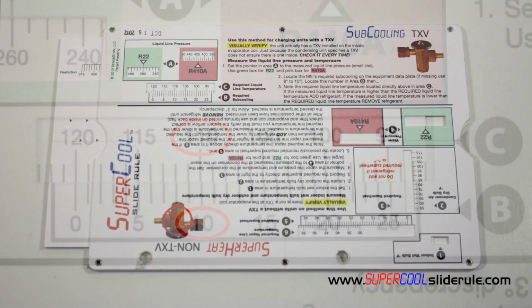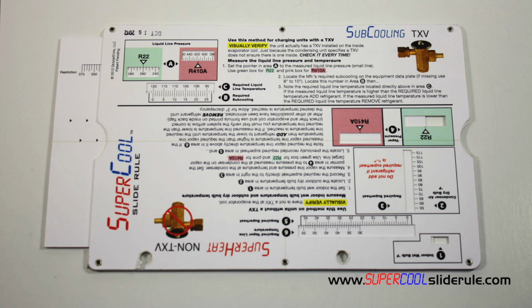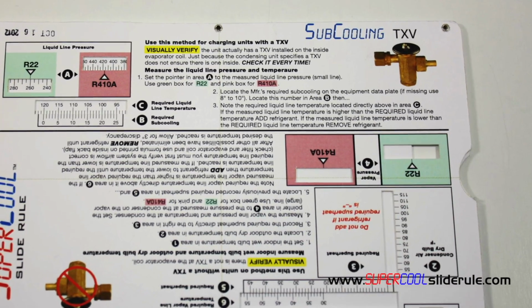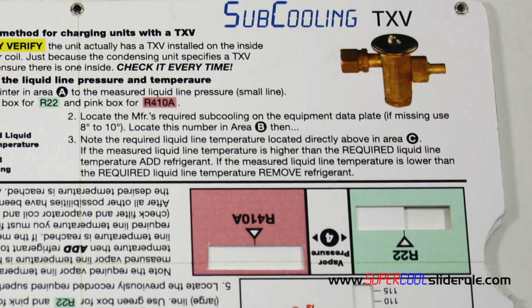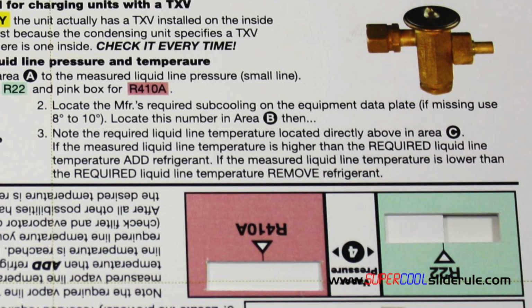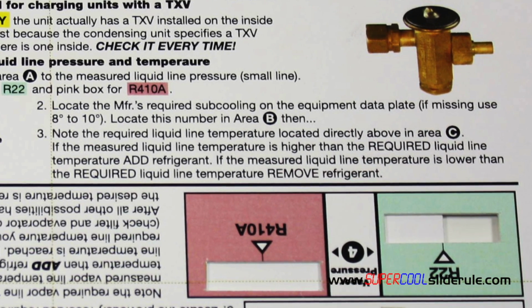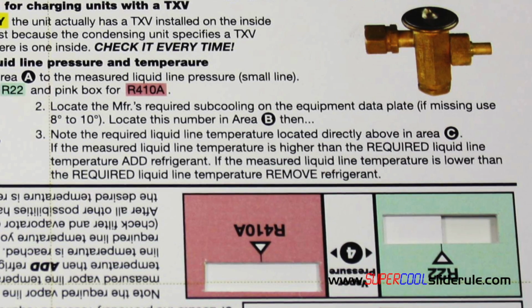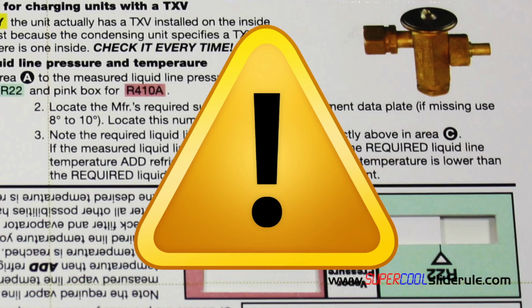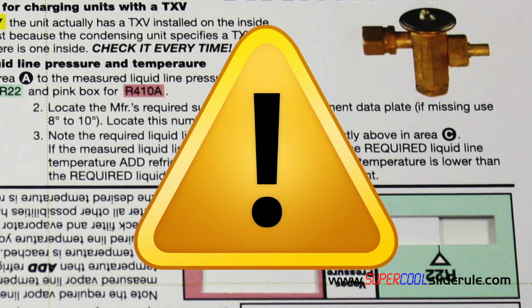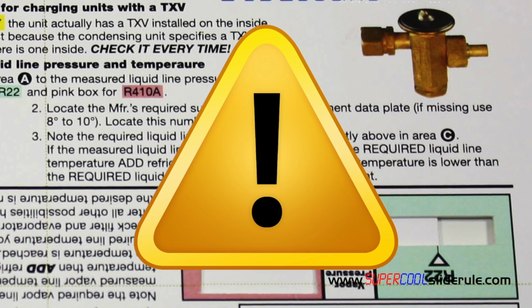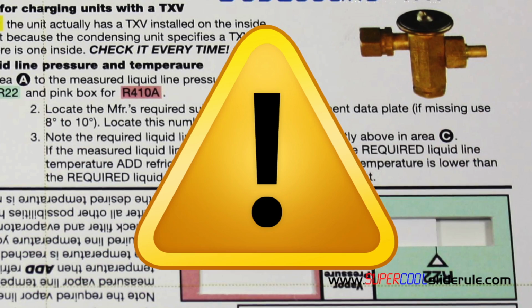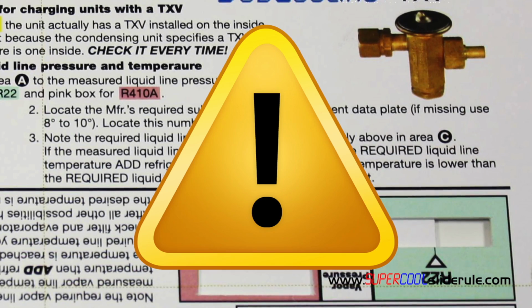Measure the actual temperature of the liquid line. If the actual measured liquid line temperature is higher than the required temperature, add refrigerant until 110 degrees is reached. A couple of things to keep in mind: be patient when adding refrigerant. Allow the system a little time to respond to the refrigerant as it is added.